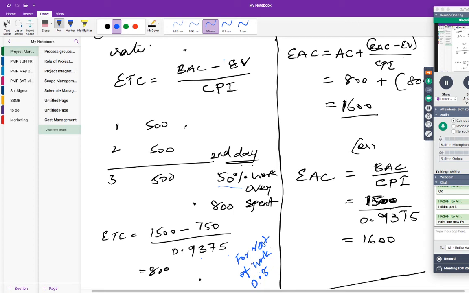Now what you have to do is very simple. Instead of 0.9375, you have to just use 0.8, that's all. You get it? You will use only 0.8. You get it? All right. Anyway, I'll give you problems.